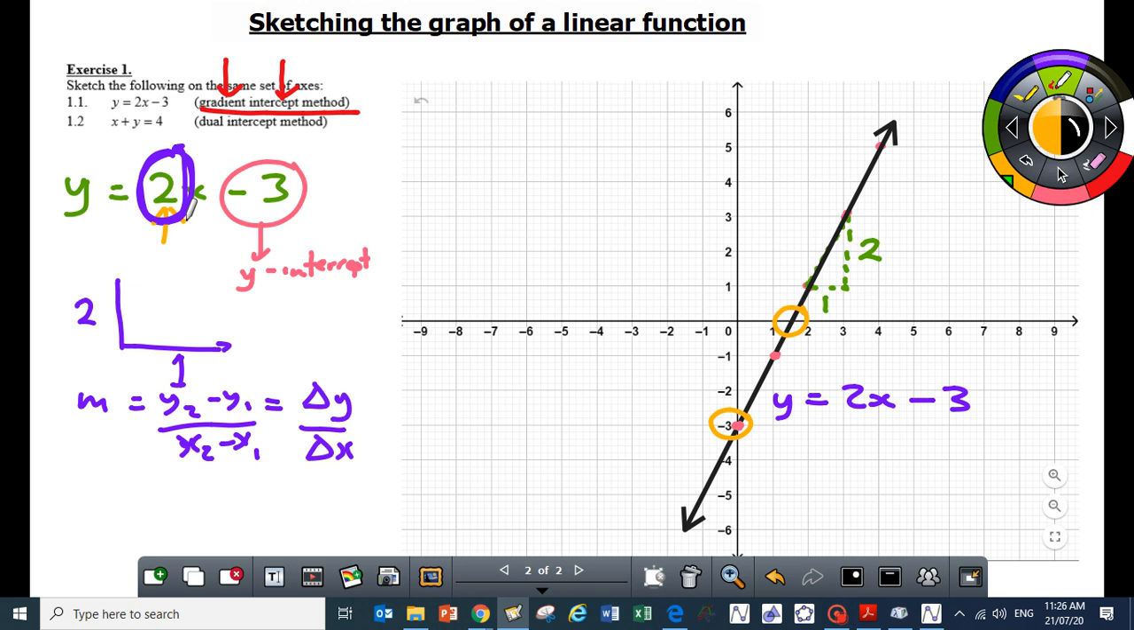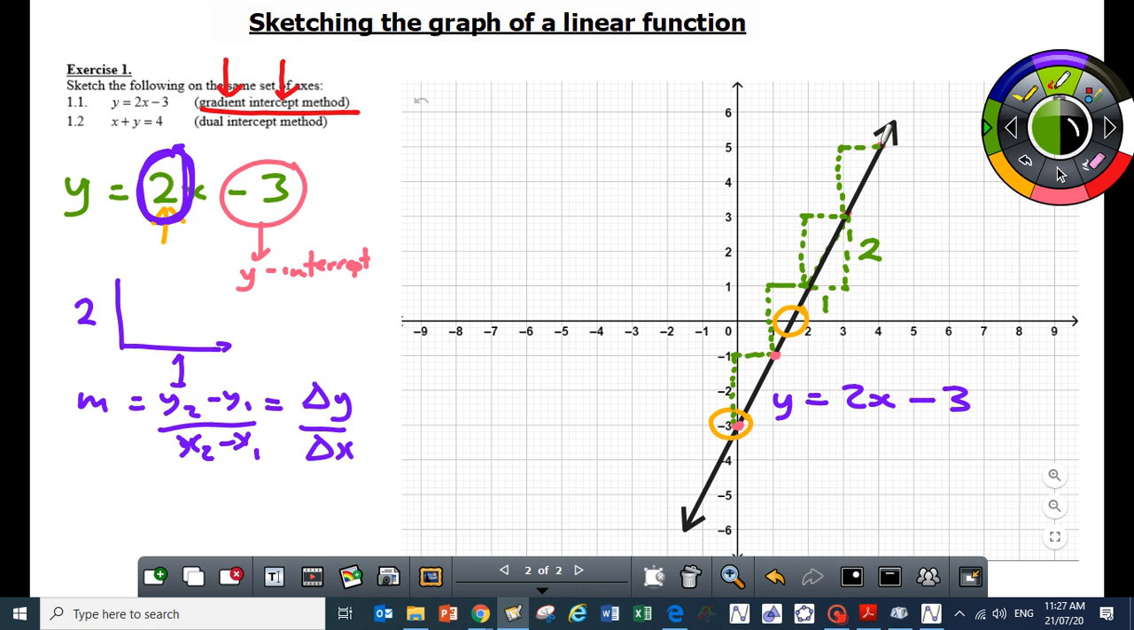Right, I just want to add this to the graph. If you don't have a question, let me carry on to 1.2, which is the dual intercept method. Now, the dual intercept method is much easier as compared to the gradient intercepting method. That's my opinion. Okay, it's much easier.